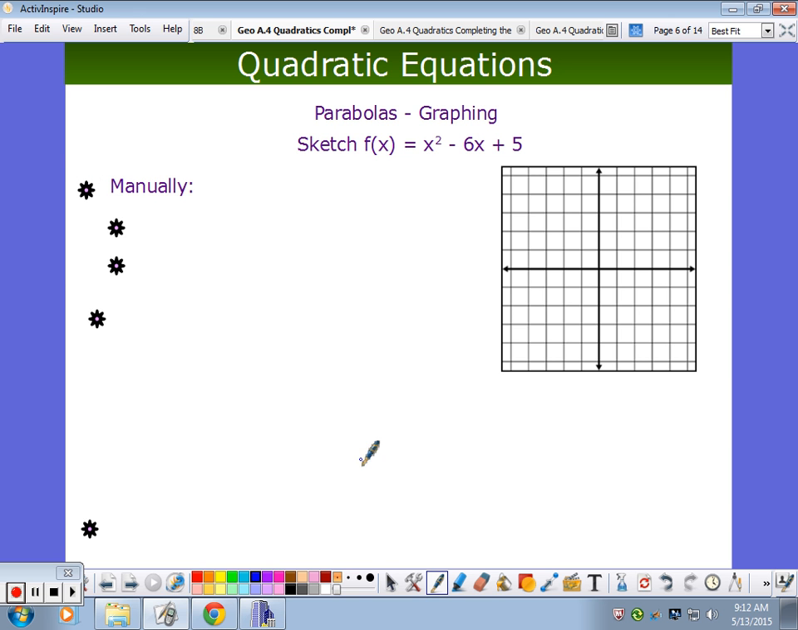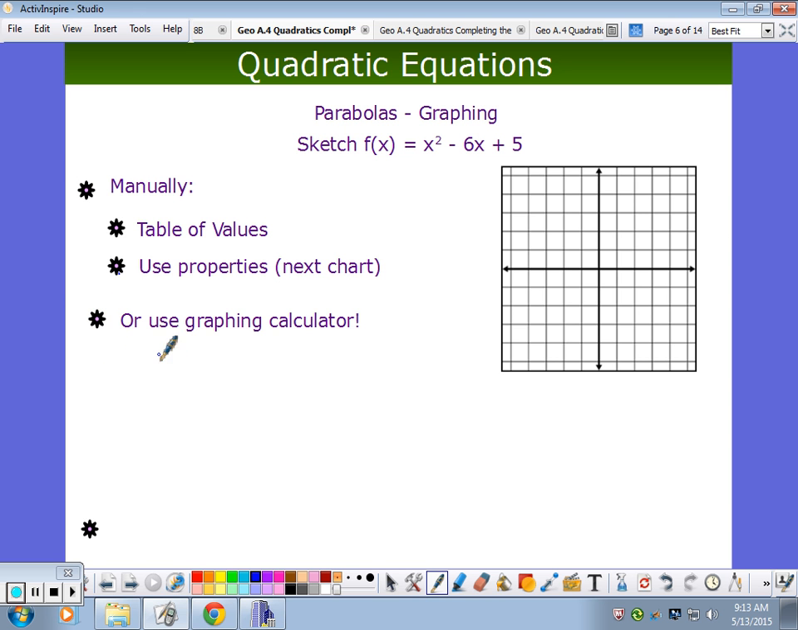Okay, so a couple ways to do these manually is, one way is the table of values, and I don't want to discount that. And then we also have using properties, which is what we reviewed a little bit last time. There is, of course, the graphing calculator. Why is it important? Like, if you have this thing here, why do we bother learning how to do this by hand? Why do we waste our time with this? Why?